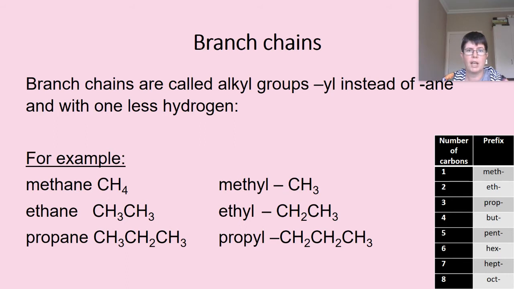So branch chains are used alkyl groups, like the methyl group I mentioned. So we use a yl instead of an ane at the end, and they have 1 less hydrogen. So methane becomes methyl. It's a methyl group, and it's got 1 less hydrogen because it's going to join onto the chain. We've got ethyl, it's got 2 carbons, 1, 2, and propyl's got 1, 2, 3 carbons, so it's propyl.